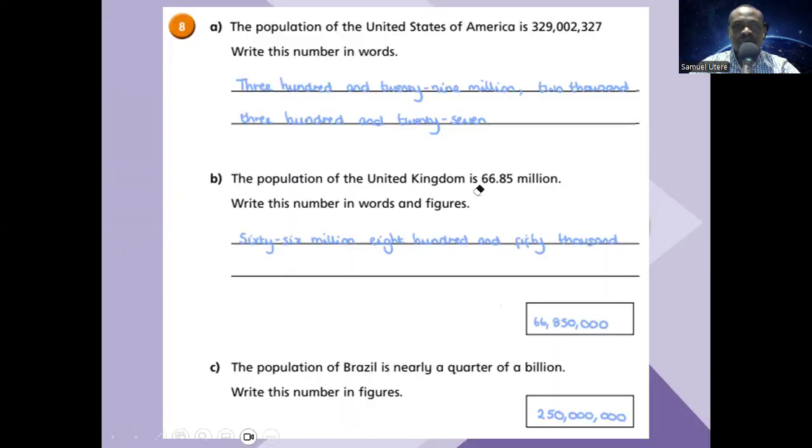All right, that brings us to the end of our lesson. So what have we learned? We have learned how to use groups of 3, and also using a place value chart to help us group numbers and to know how to write numbers in figures and in words.